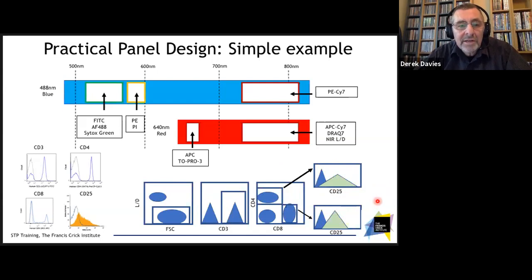So as well as thinking about the brightness of the fluorochrome I'm going to use for CD25, I might need to think about where I'm going to put it in the spectrum to maximize my resolution, because in both of those cases, there are going to be 2 other markers on the same cell.